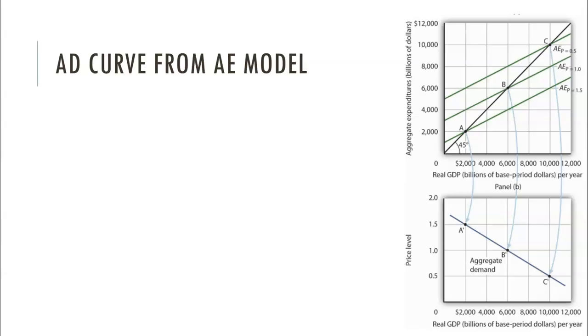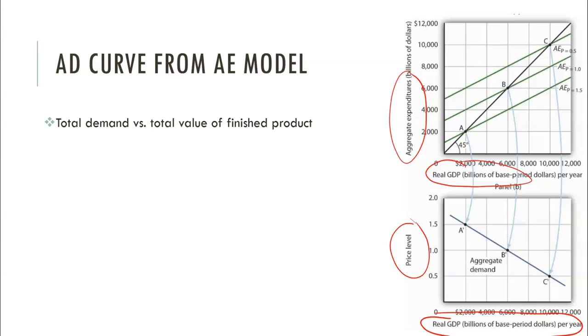Aggregate demand and aggregate expenditures are related, right? All of these things are made up of consumption and investment and government spending and net exports. Our aggregate demand curve tells us real GDP related to the price level. Our aggregate expenditures model tells us the real GDP and how it relates to total expenditures in the economy. So both of these graphs have real GDP on the bottom. The only thing different is what we're relating it to, the price level or the aggregate expenditures. Total demand versus total value of the finished product.